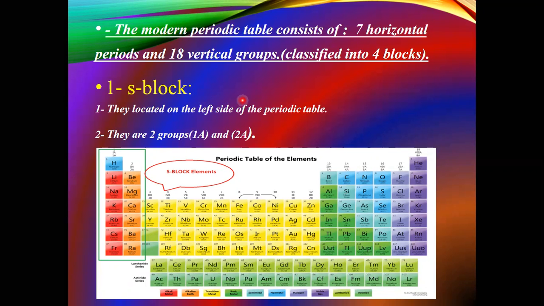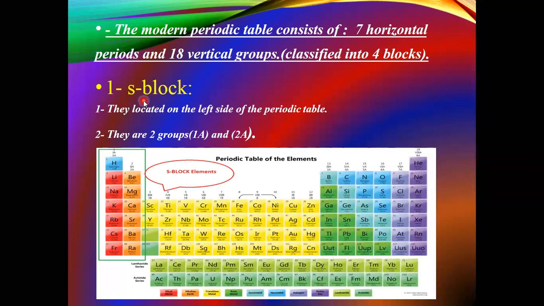Lesson one, the trials for the scientists to classify the elements in a periodic table. آخر حاجة وصلنا لها the modern periodic table. النهاردة إن شاء الله هنعمل classification بطريقة مختلفة. We are going to classify the elements into four blocks in the modern periodic table. Four blocks: S, P, D, and F.